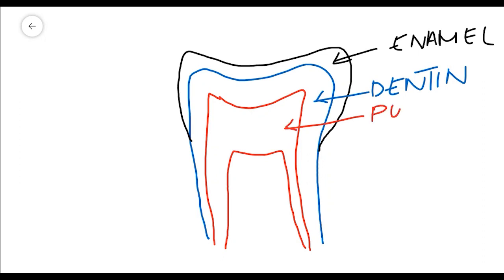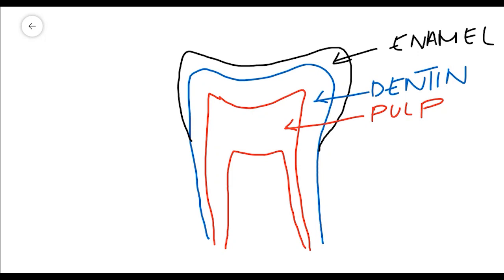Now pulp is the part of the tooth that is alive. The rest, the enamel and dentine, are more of a dead structure. Only the pulp is the living structure of the tooth that supports the tooth and provides nutrition and sensory function and many more functions. We'll discuss that in our future videos.